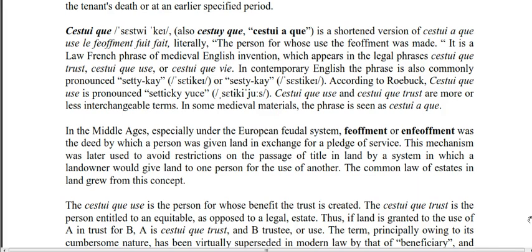According to Roebuck, cestui que use is pronounced as such. Cestui que use and cestui que trust are more or less interchangeable terms. In some medieval materials, the phrase is seen in variant spellings.